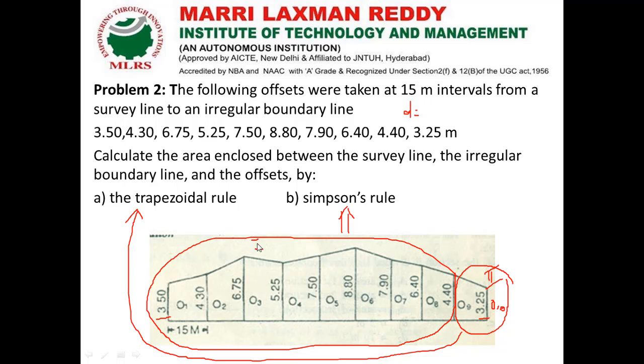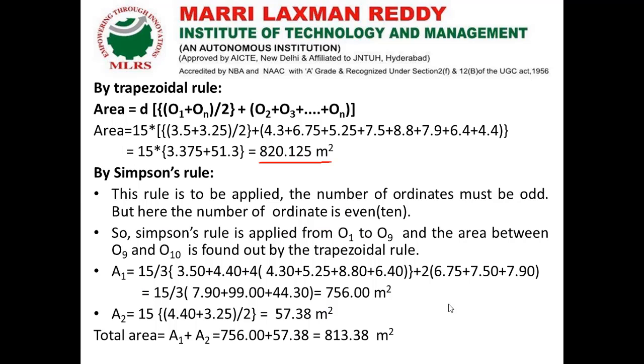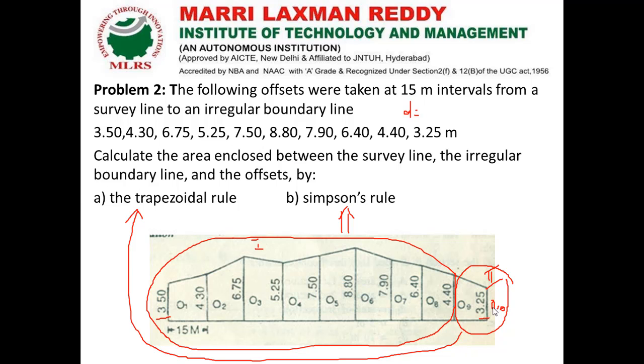Now we should move on to Simpson's rule. I already said we have to consider two parts. One is from O1 to O9, and the second part is O9 and O10. Under O1 to O9, whatever area we have, that is the first part that we can calculate with the help of Simpson's rule.